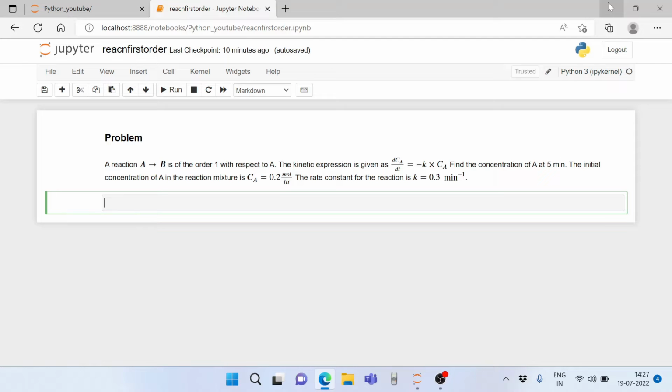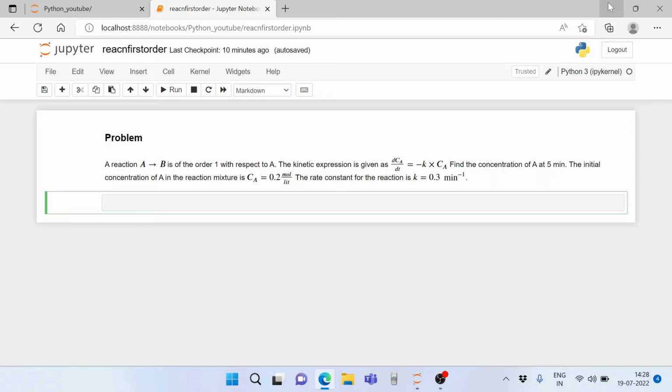A reaction A to B is of the order 1 with respect to A. The kinetic expression is given by dCA/dt = -K·CA. Find the concentration of A at 5 minutes. The initial concentration of A in the reaction mixture is CA = 0.2 mole per liter. The rate constant for the reaction is K = 0.3 minute inverse.